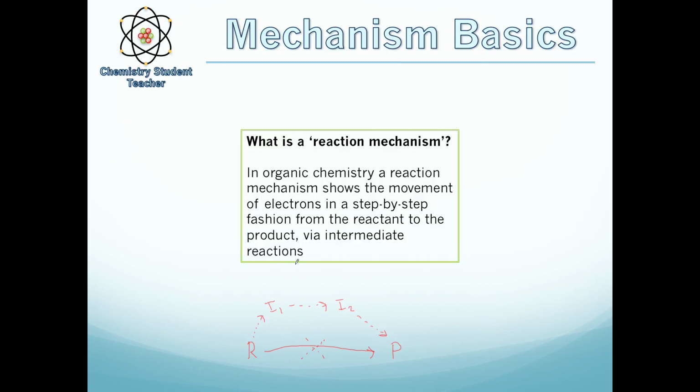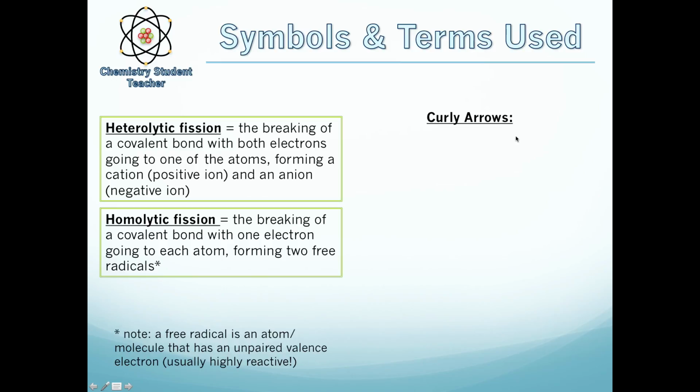So a reaction mechanism actually shows the movement of electrons, the breaking of covalent bonds, the construction of new bonds and things like that. It shows you how the electrons move to form each product. And this is very useful when you're trying to synthesize things like pharmaceutical drugs, like paracetamol that you may know, or life-saving drugs for the heart. You need to know how this works to get it right. So, if we start with some of the symbols and terms used.